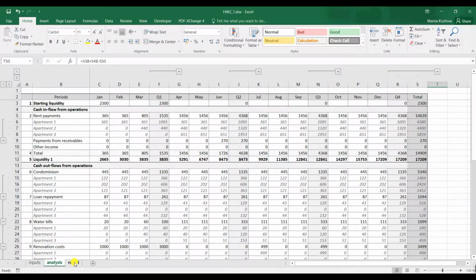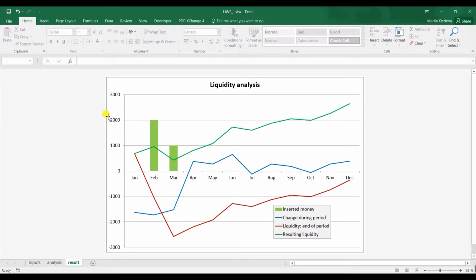In the result, what we have here is just one graph that represents the change during the period. So basically all the revenues minus all the costs in each month. Then we have the cumulative cash flows or liquidity at the end of the period, and this is a red line, and you see it's negative. So basically starting from February already the company is not able to pay the bills.